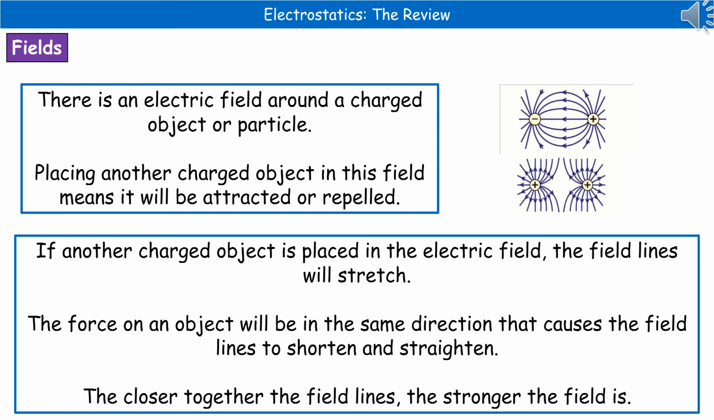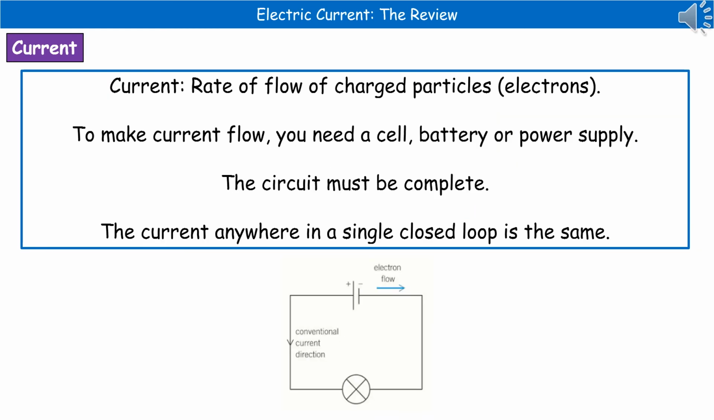If we place another object in an electric field that has its own charge, then the field lines stretch. So the force on an object will be the same direction that causes the field lines to shorten and straighten. And the closer the field lines are, the stronger the field is.